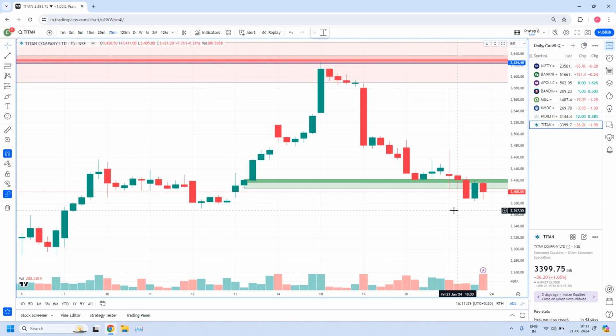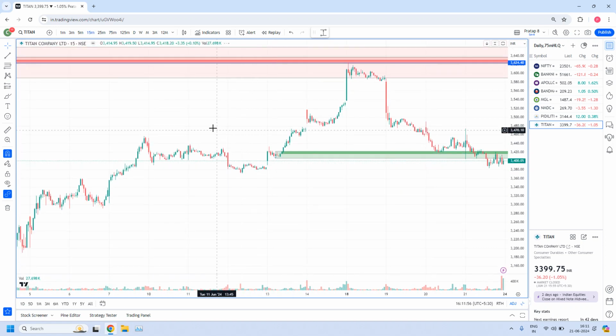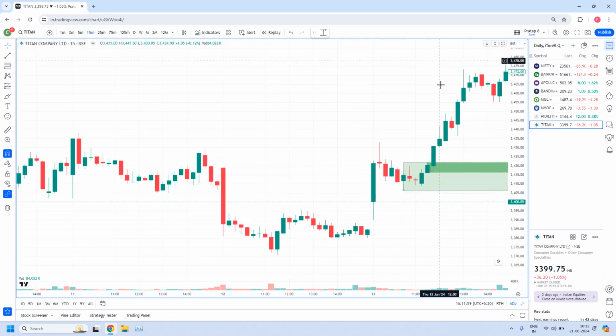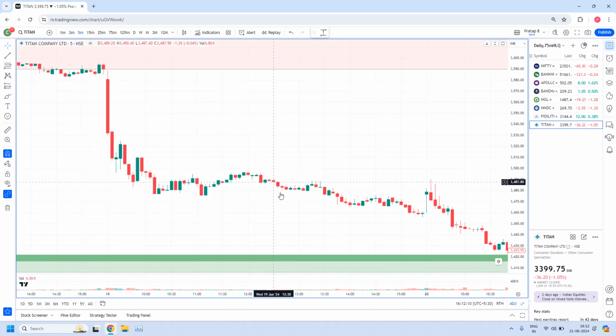You already learned in lesson 16 how we can identify a zone can be violated. We learned different rules. You learned which rule is applicable today for the violation. After fine tuning the zone, you will understand. This 75 minute zone we fine tuned with 15 minutes time frame. See here you have a rally, base, rally. This is a 15 minute zone. This 15 minute zone again you need to fine tune with 5 minutes time frame.